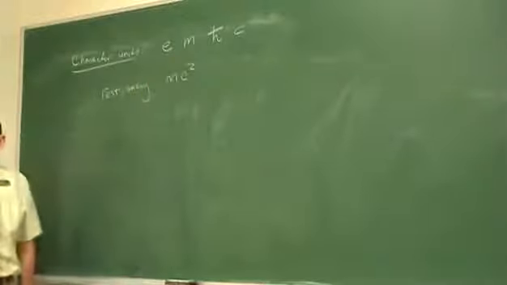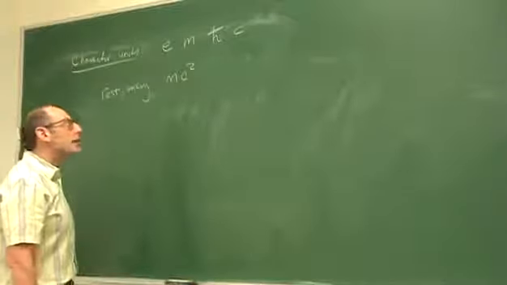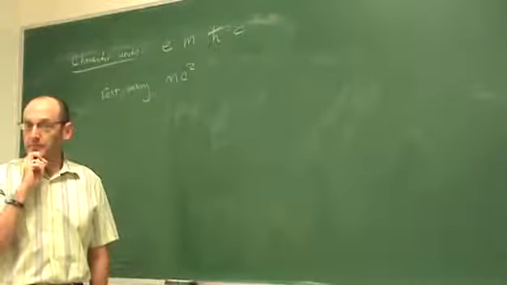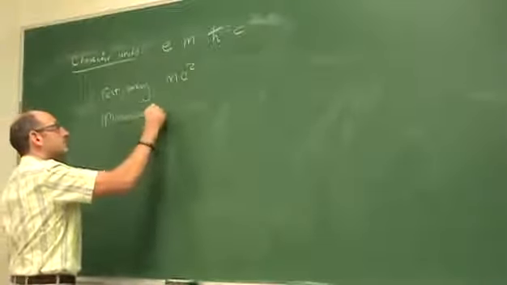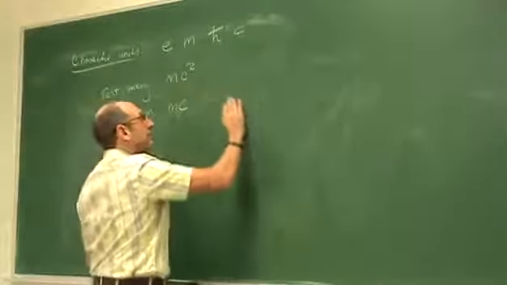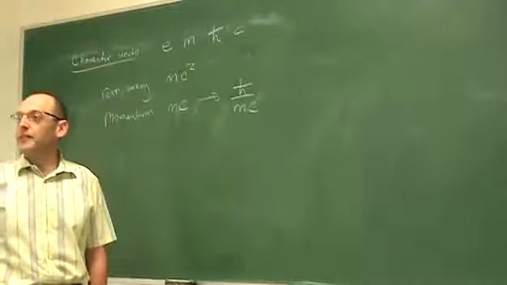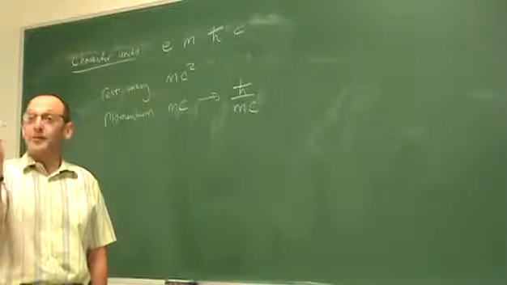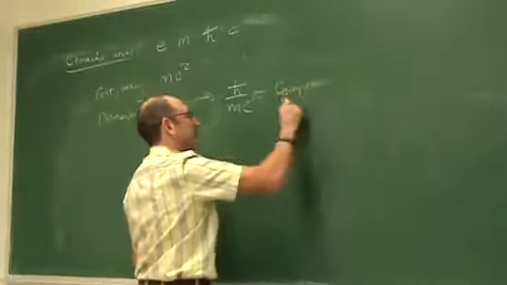mc squared. Well, we have a new length because m times c is a momentum. And once we have h bar, we have a new length, which is h bar over that momentum. And what is that length? Compton wavelength. Excellent.